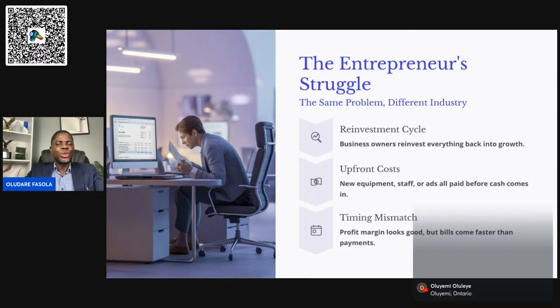So when you want to reinvest, did you check your bank statement to know that this money I want to reinvest, do I really have it in my bank balances? Because more often than not, right, when businesses make money and you want to reinvest back into the growth of the company, you have to check, how much am I reinvesting? Does this really reflect on the growth of the company? New equipment, staff, or ads are all paid before cash comes in.